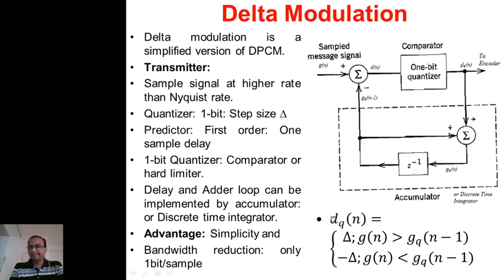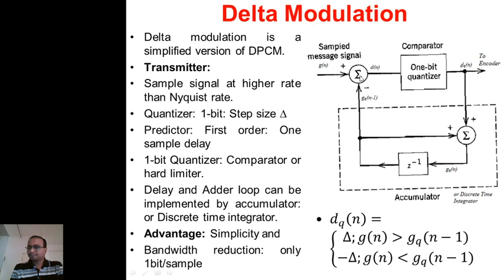Now a further simplification, possible at the cost of some accuracy, is delta modulation, which is the simplest kind of quantizer. It is a simplified version of this DPCM. So here again at the transmitter we sample the signal at a rate higher than the Nyquist rate. So we have this sampled signal g[n] available.